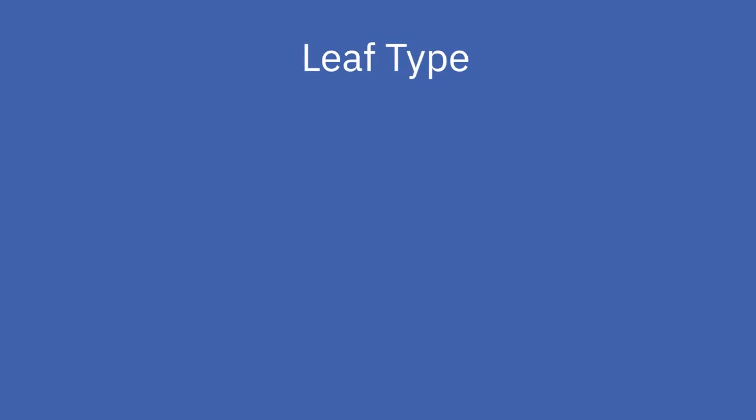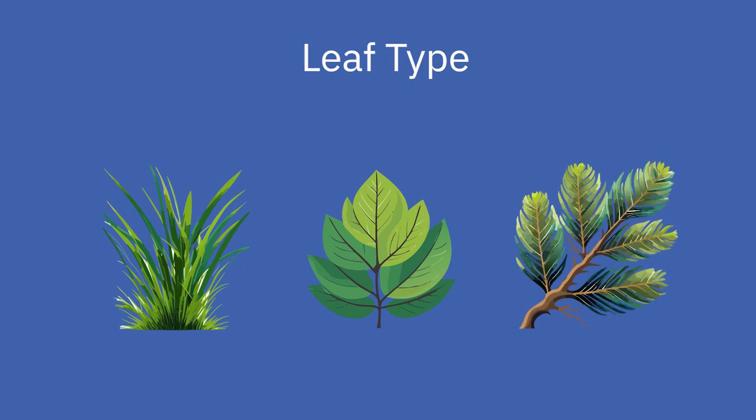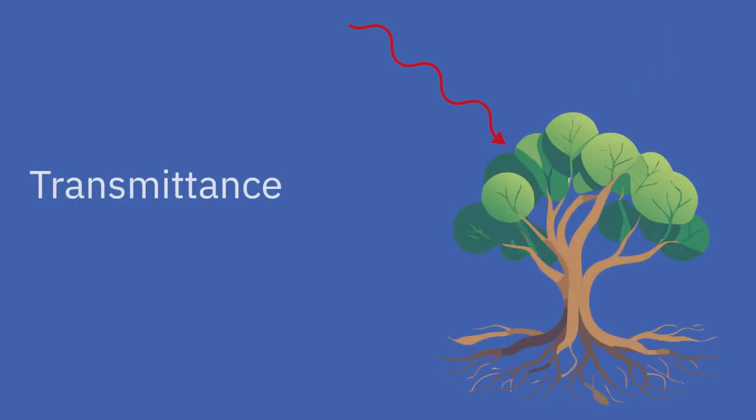Leaf type has three possible values: grass, deciduous or conifer. This value is mainly used in ENVI-met to determine aerodynamic resistance for the plant in order to better model wind patterns. Albedo, as we explained in other videos, refers to the percentage of shortwave radiation that is reflected off the surface of a substance, or in this case, the plant or vegetation. Transmittance is a parameter we talked about with materials and refers to the average amount of shortwave solar radiation that passes through the plant or vegetation structure to reach the ground.